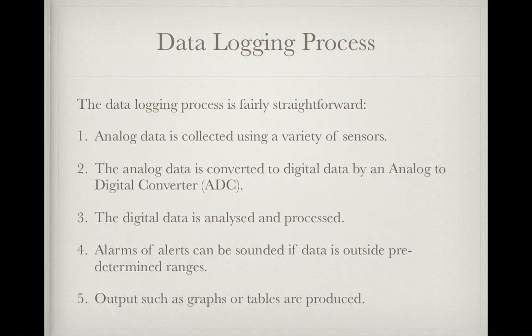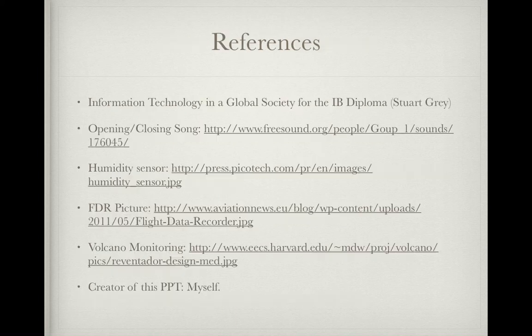The data logging process. The process is fairly straightforward. Analog data is collected using a variety of sensors. Then it is converted to digital data by an analog to digital converter, which was actually covered in one of my previous videos. The digital data is analyzed and processed. Alarms or alerts can be sounded if data is outside predetermined ranges, such as the reactor states in nuclear power plants or certain physical thresholds within the human body in medical monitoring systems. Outputs such as graphs or tables are produced, and that's the fun stuff.